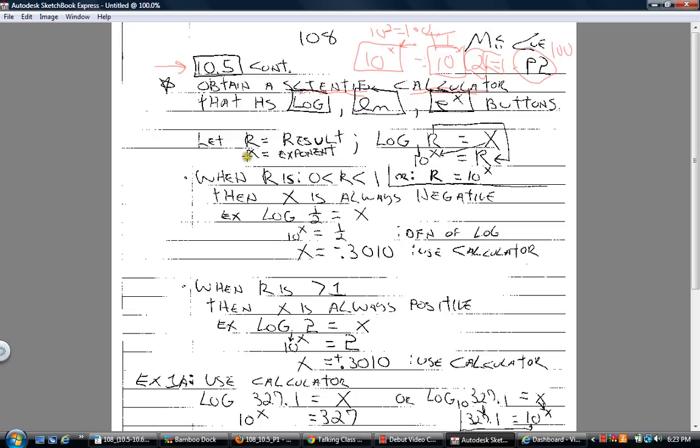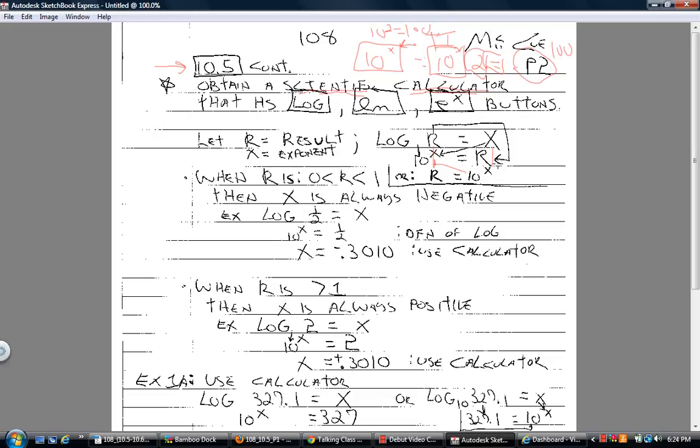Again, R stands for result, X is the exponent. In this case I'm following the book, but say the words. It says log R equals X. What this means is log base 10, the result equals the exponent. How do you translate that? Translate that by saying 10 raised to the x equals R, or you could say it the other way around: the result equals base 10 raised to the exponent. Practice saying those over and over again until you make that translation. We've been drilling it into this whole chapter.